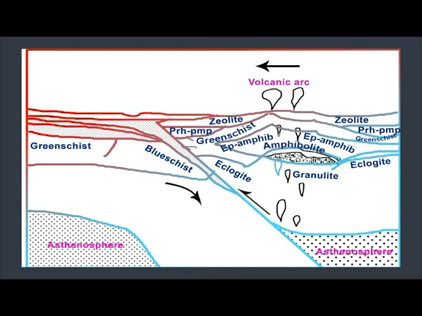The pelitic rocks contain slate, phyllite and schist. During greenschist facies metamorphism, different types of phyllites and schist are formed like chlorite schist, biotite schist and garnet schist on the basis of different isograds.